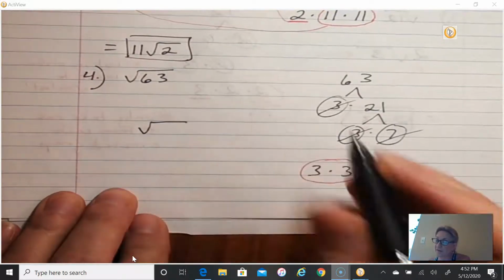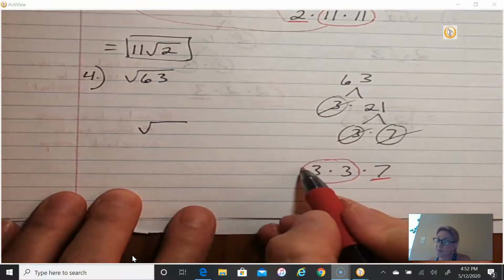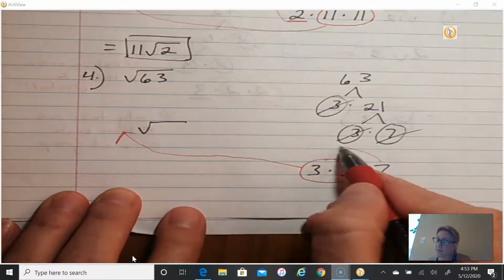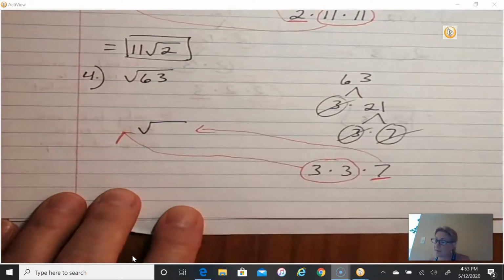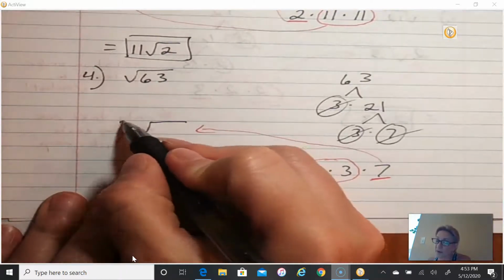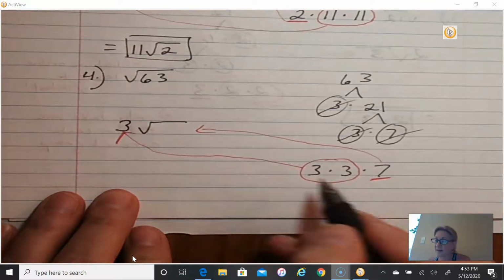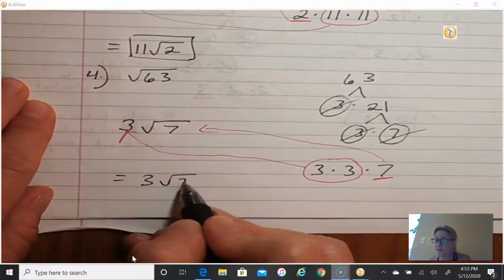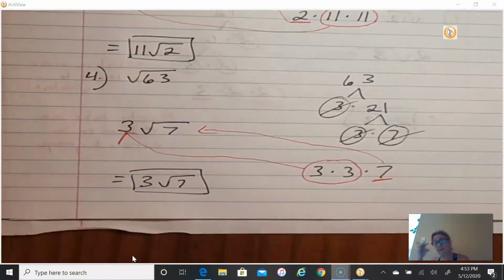Here's my radical sign. Remember, the 3 goes on the outside. Your leftover goes on the inside. We take one 3 from that group, it goes on the outside. Leftover 7 goes on the inside. My answer, 3 times square root of 7. That's simplifying with radicals. I think y'all are getting it.